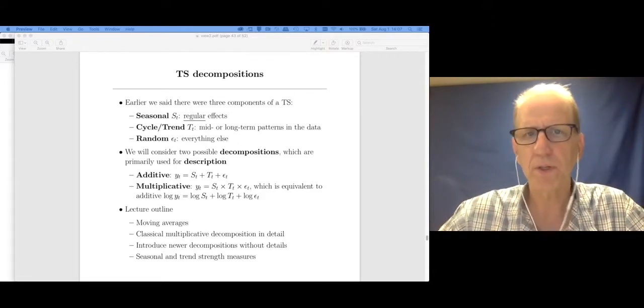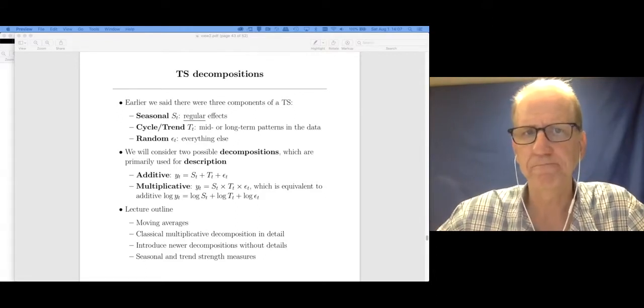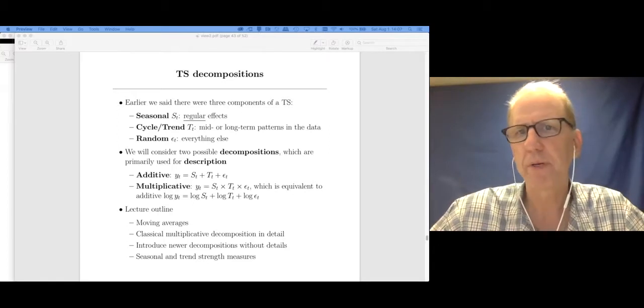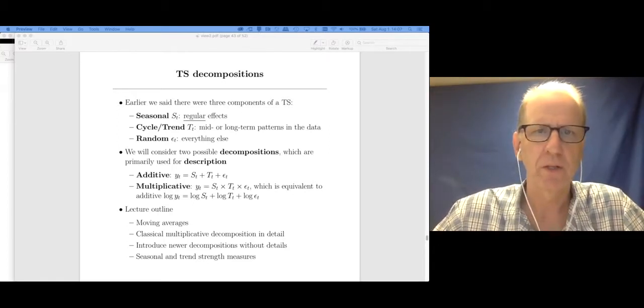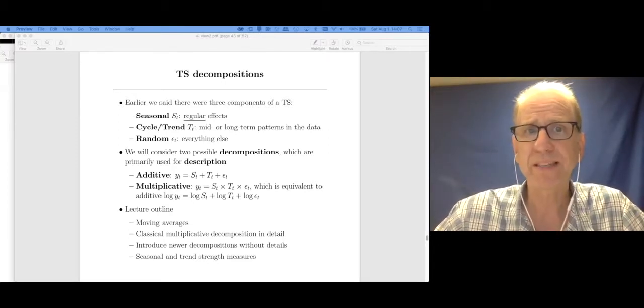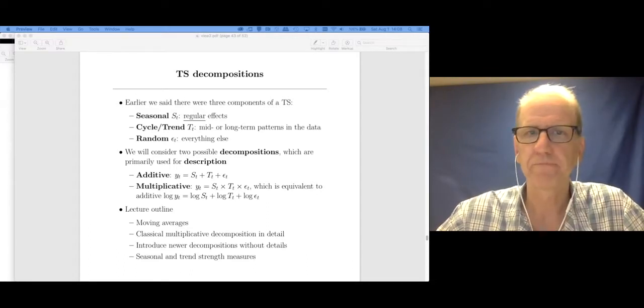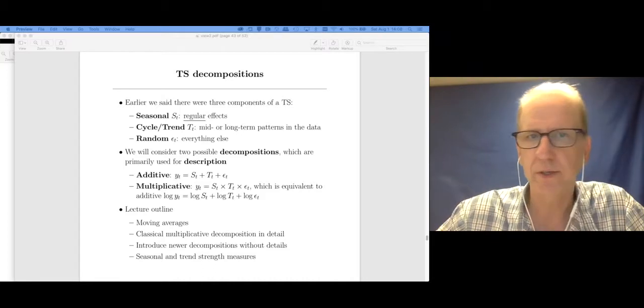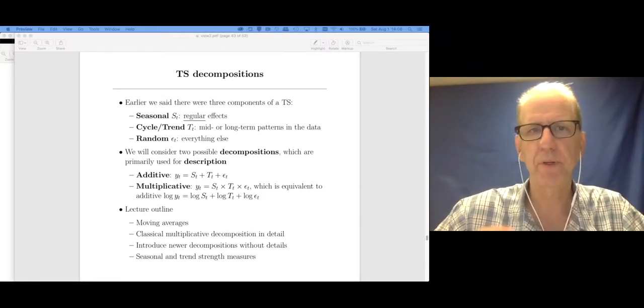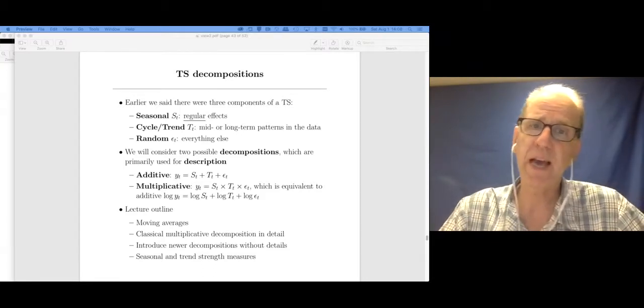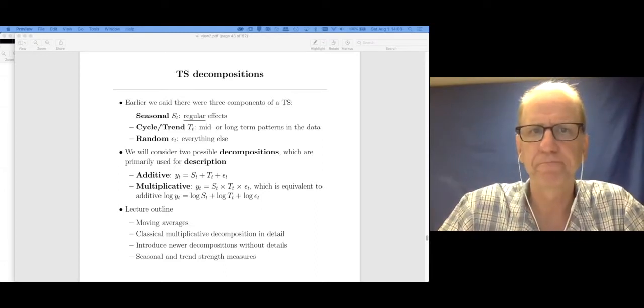So the components were seasonal. Seasonal effects happen at regular intervals. So if we have monthly data, maybe every December our sales spike, and in every January they drop. That would be an example of a seasonal effect because they happen every December.